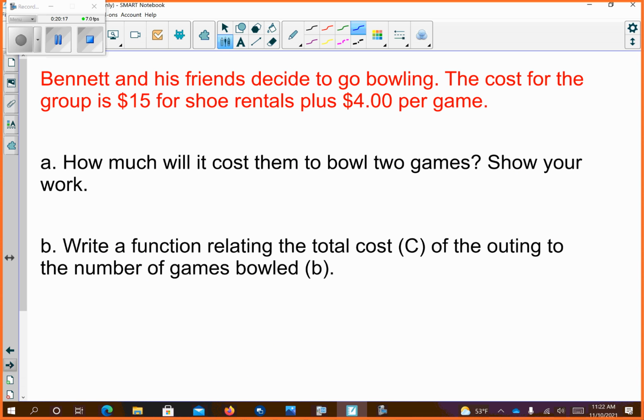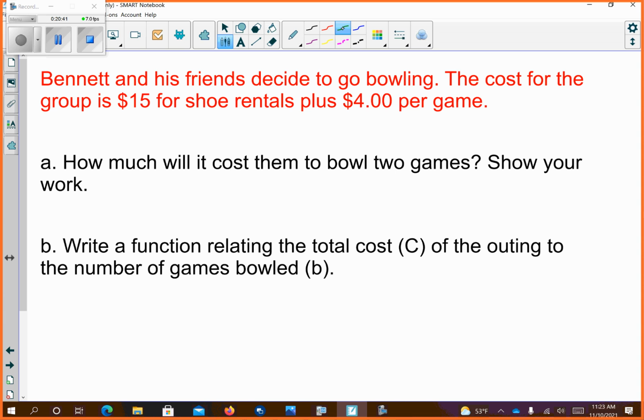So, looks like talking about Bennett. A person named Bennett and his friends decide to go bowling. Is there anything mathematically related on this first sentence? Bennett and his friends went to go bowling? No. The cost for the group is $15 for shoe rentals plus $4 per game.